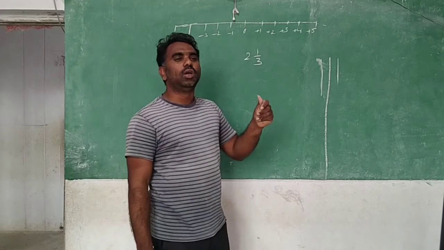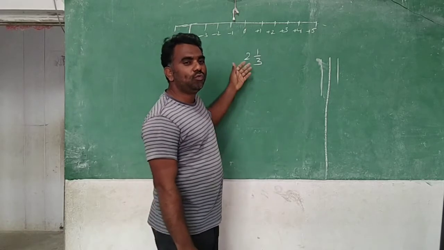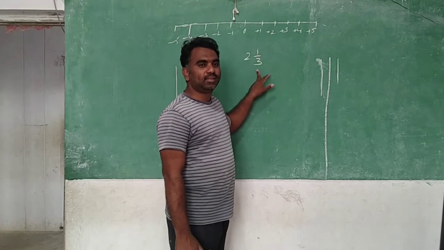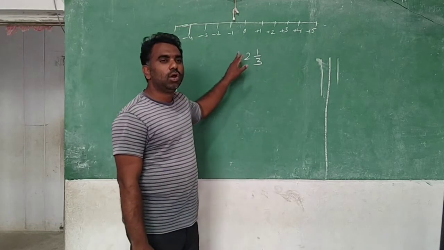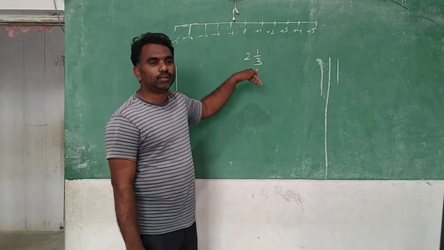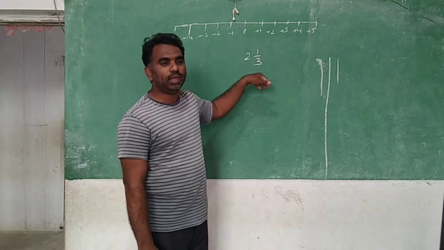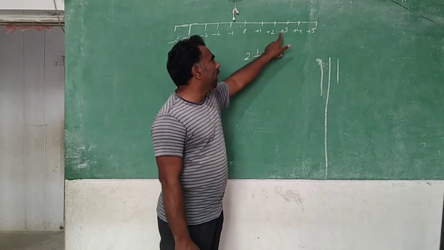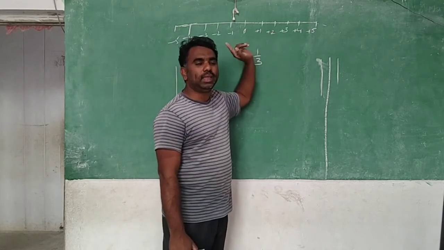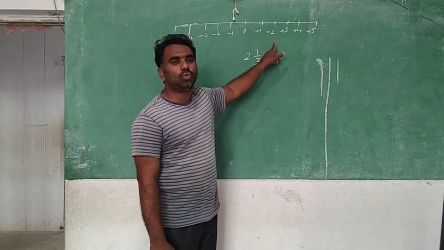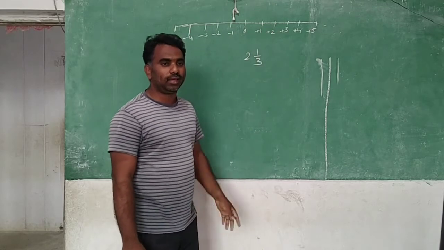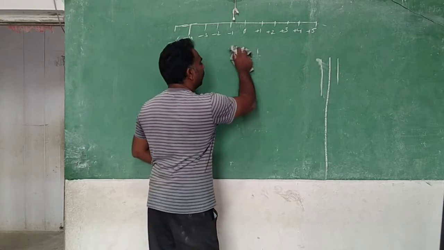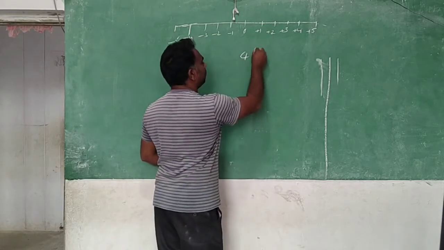2 1/3 means, as we have already discussed, the first day I said to you: 2 full objects and 1 piece of 3 parts. What is the meaning of this? 2 and something. The 2 1/3 is in between 2 and something, means 2 and 3. It is in between 2 and 3. This number is in between 2 and 3. Can you say to me where is this number?